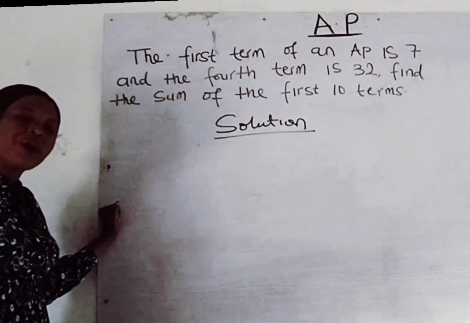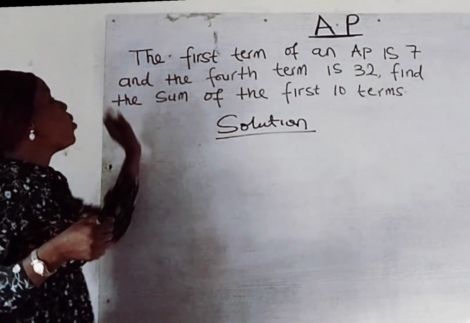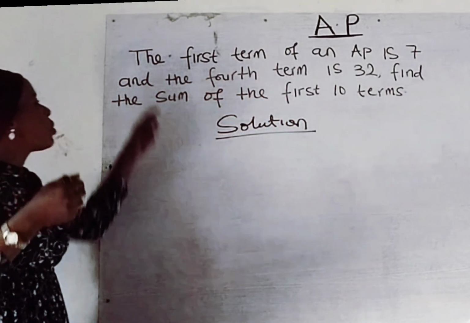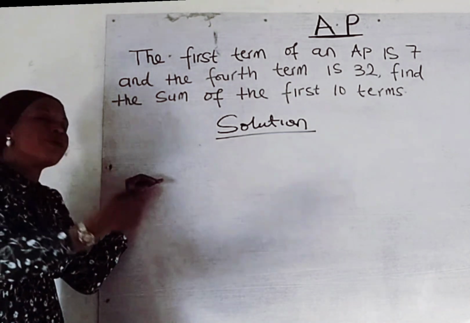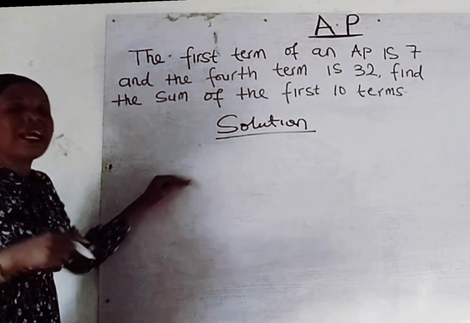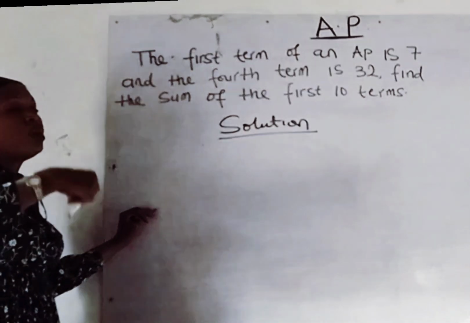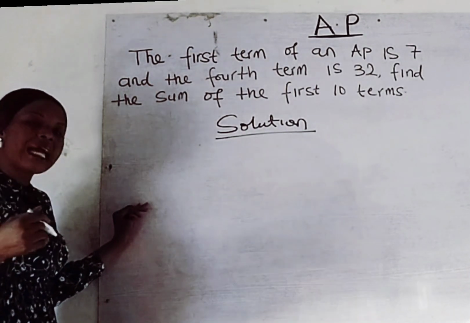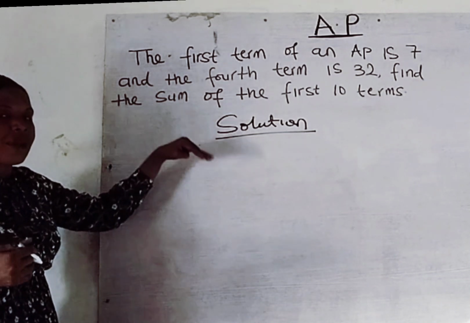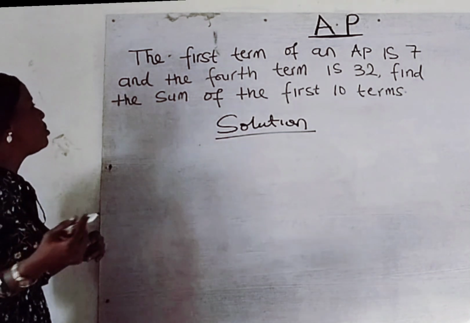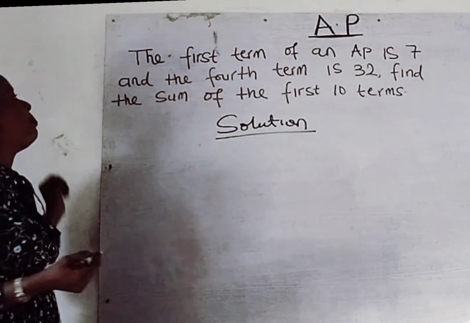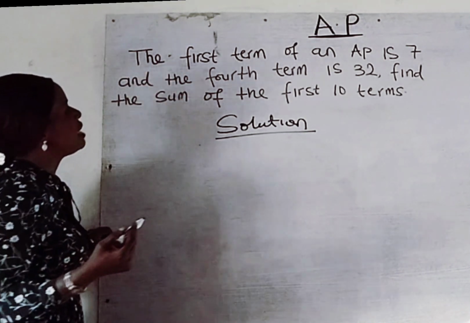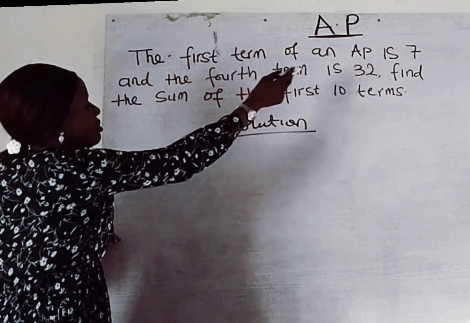As usual, I always tell students, if you are solving a word problem, endeavor to write out your data, yes, in a sketchy form, so that it can help you to see them clearly and use them. And also, it will help you to know the formula you will use to solve that particular problem. So the first thing I will do now is to bring out the data that are given to me on this problem. And the first data is, the first term is 7.